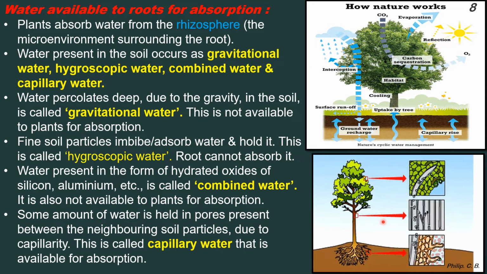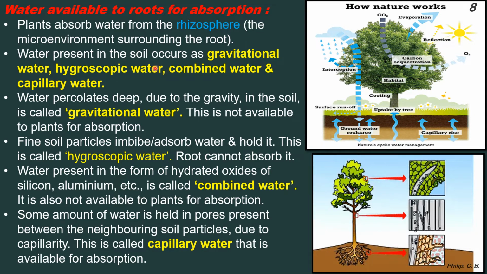So in this particular animation, you can see the water absorbent root, the water moving through the xylem and reaching towards the aerial part of the plant, that is the leaf, and from the leaf through transpiration water getting transpired or evaporated. Now coming to the points, plants absorb water from the rhizosphere, the microenvironment surrounding the root. So what is rhizosphere? The environment, or rather the microenvironment, the region surrounding the root part.